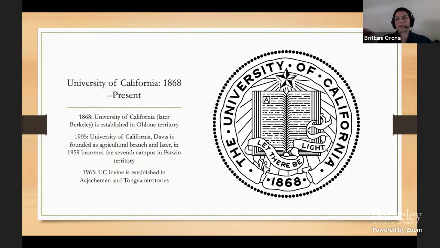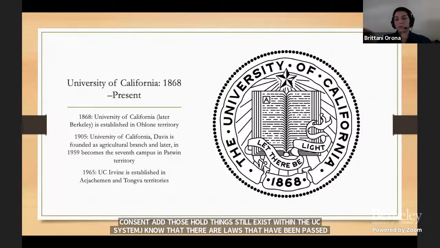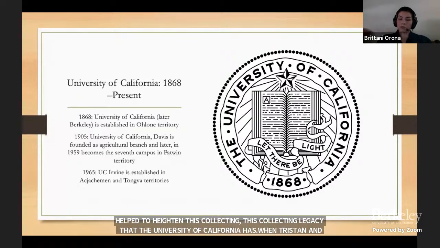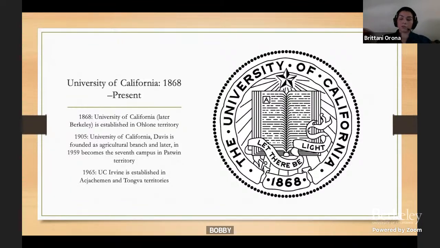When Tristan and Bobby introduced their article with the story of Ishi, I think that really hits on all these points of land dispossession and violence, and then his removal to the University of California system to be treated as a museum exhibition, and then his brain being removed and being sent to the Smithsonian and then having to be repatriated back decades later. So it really speaks to this treatment that California Indian people are still given within the context of the University of California system, and then many other land institutions as well.